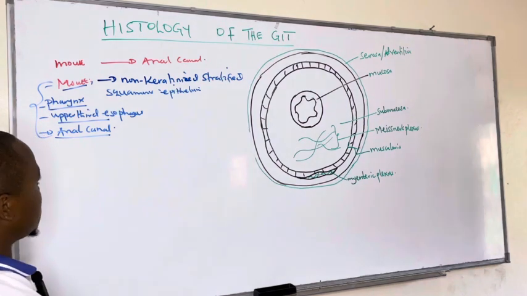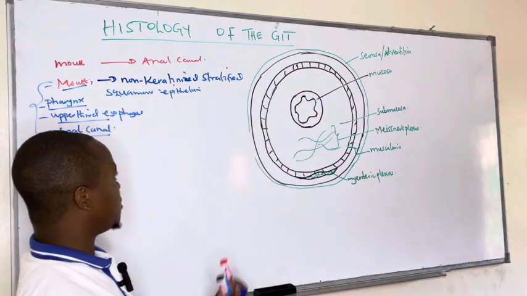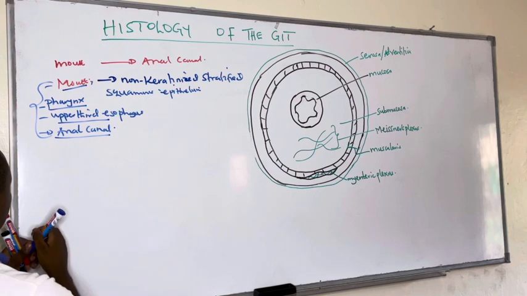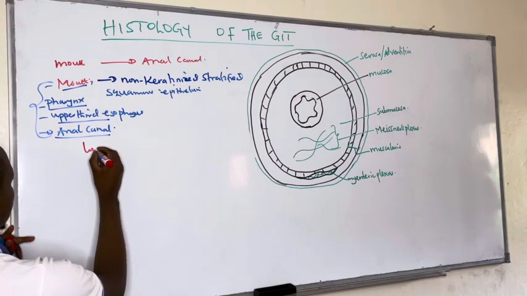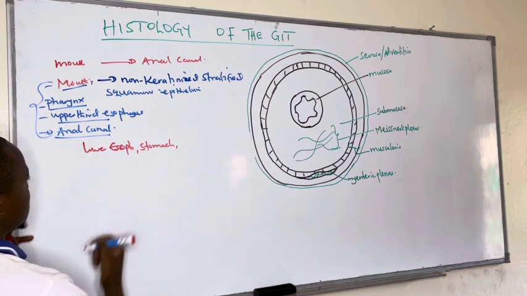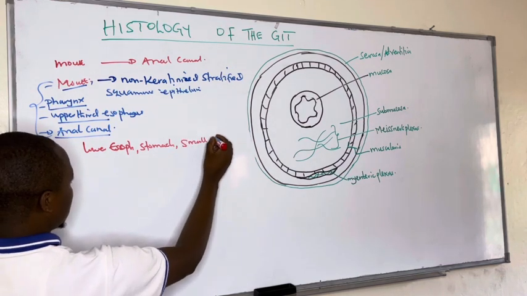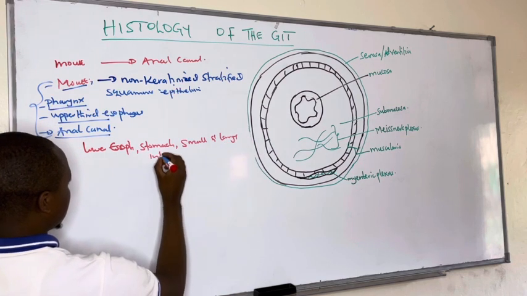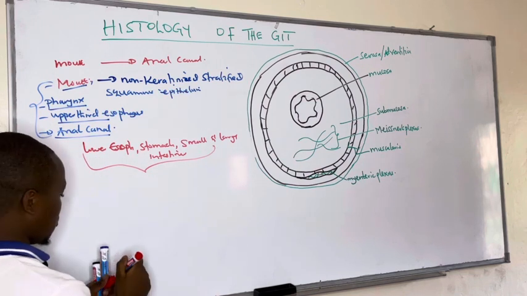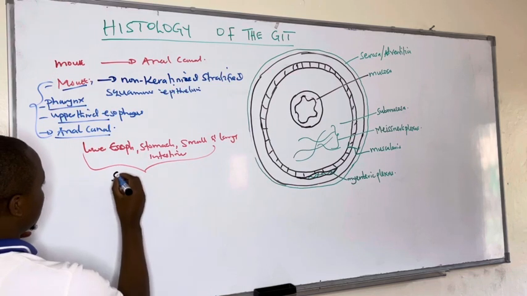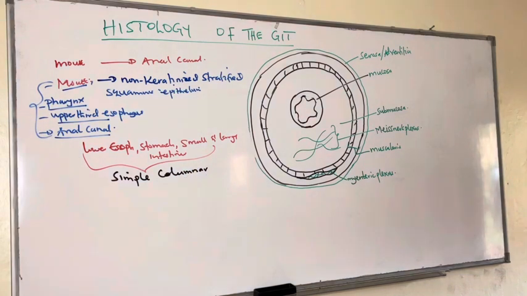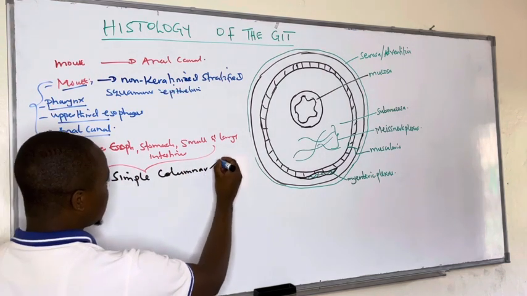And this epithelial lining is always found on the mucosa, as we are going to look at after looking at the layers. Then the remaining part, that is the lower part of the esophagus, the stomach, the small and large intestines, the epithelial lining is what we call simple columnar epithelium. And this epithelium in these places serves two major roles.